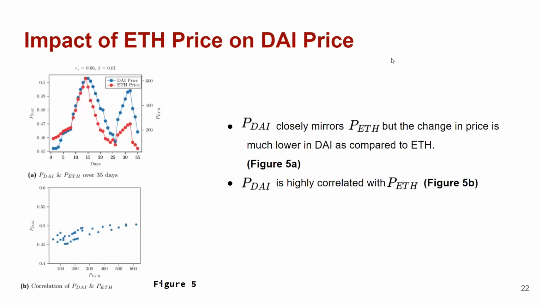Now we discuss how resistant DAI price is to changes in ETH price. In figure 5a, we see how much DAI price changes with respect to a random ETH price feed. In this figure, we see that DAI price closely mirrors the random ETH price feed, but the changes are very minimal.